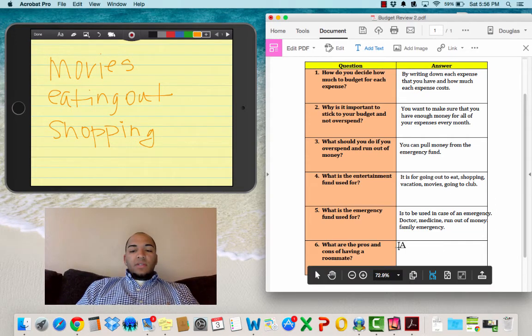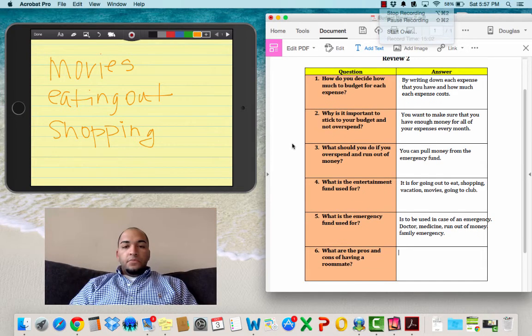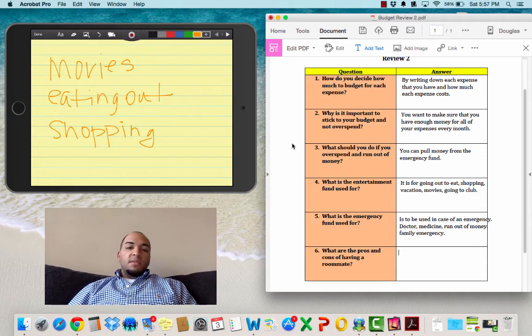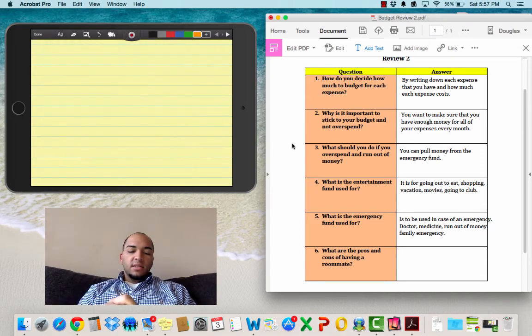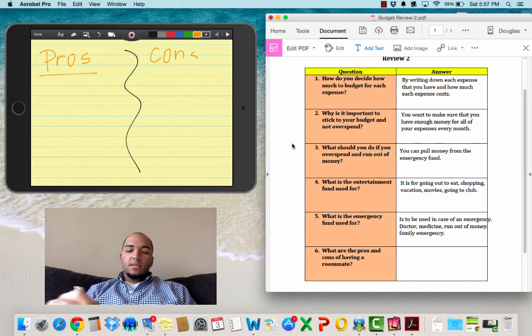And the last question, what are the pros and cons of having a roommate? Let's think about that one. So I think maybe a couple of the pros, I'm just going to make a list. Pros, and then draw a little line, and cons. So there are definitely pros. Pros are the good things, and cons are the bad things.